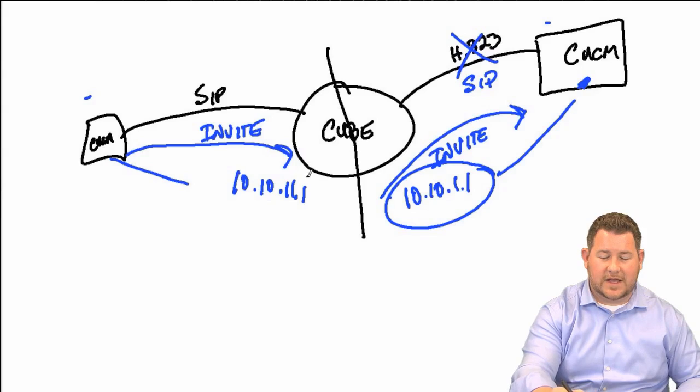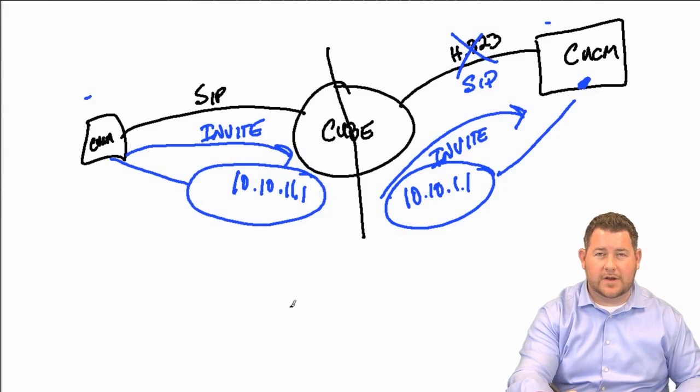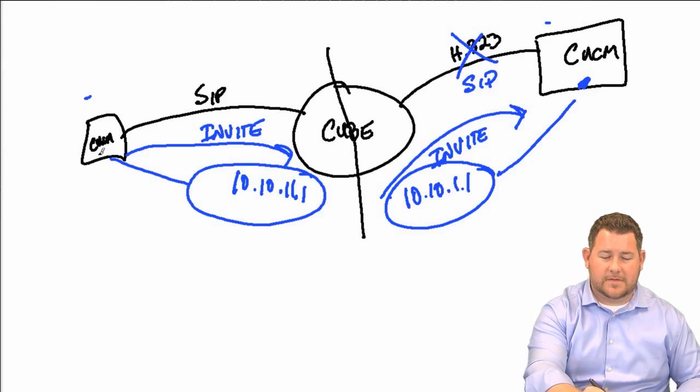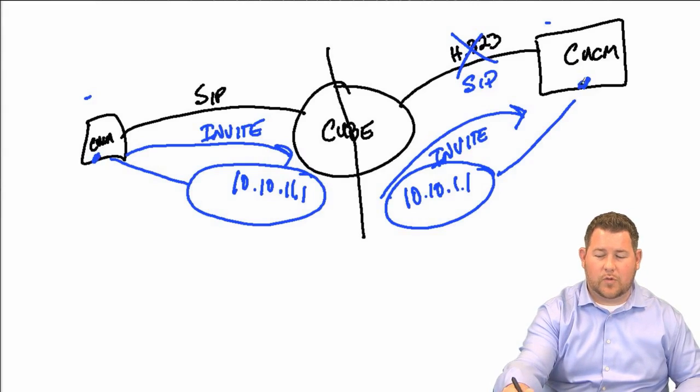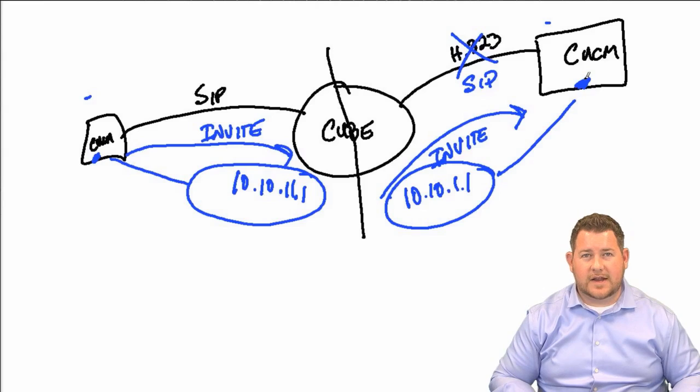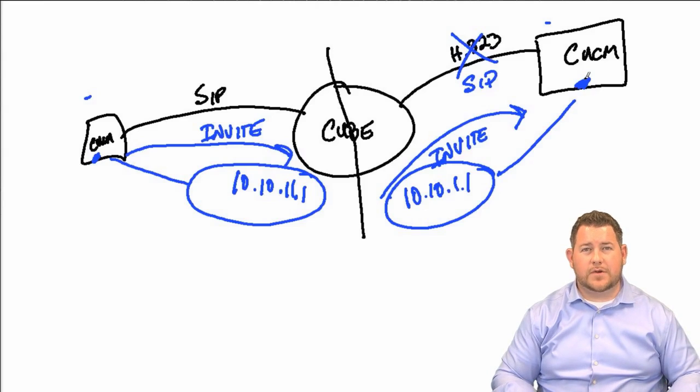This CUCM is communicating with 10.10.11.1, but it has no concept of this CUCM. It has no idea that even exists. It just knows that cube knows how to get to where it needs to get, essentially. So it's address hiding. It's hiding the actual ports. It's creating that border between two networks is what it comes down to.